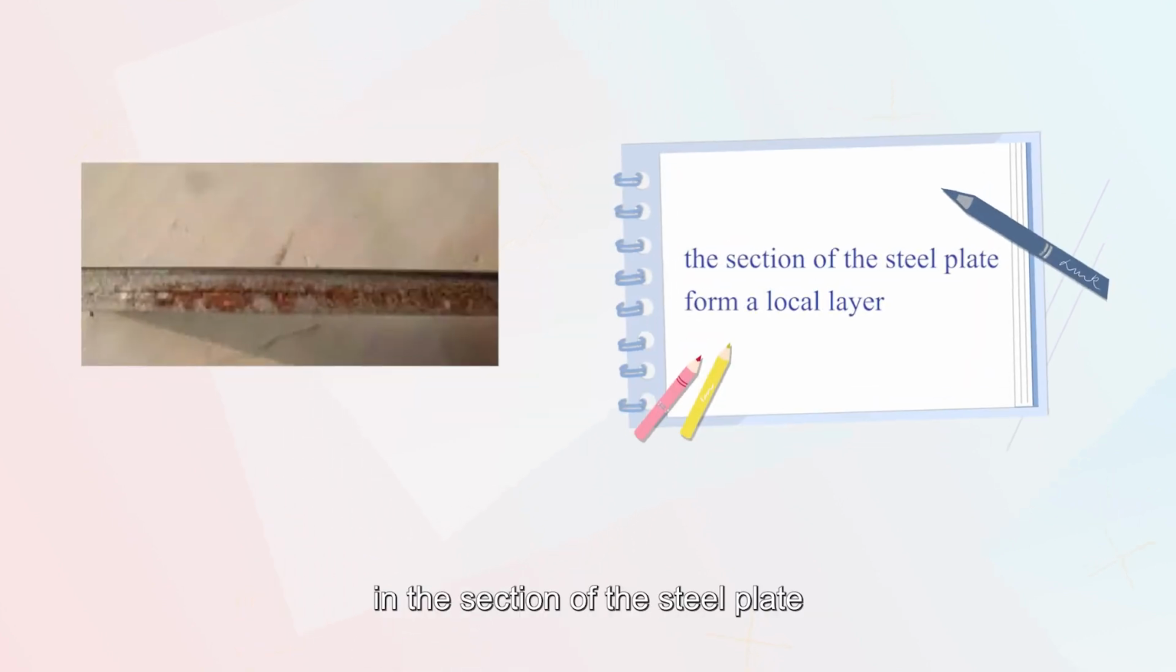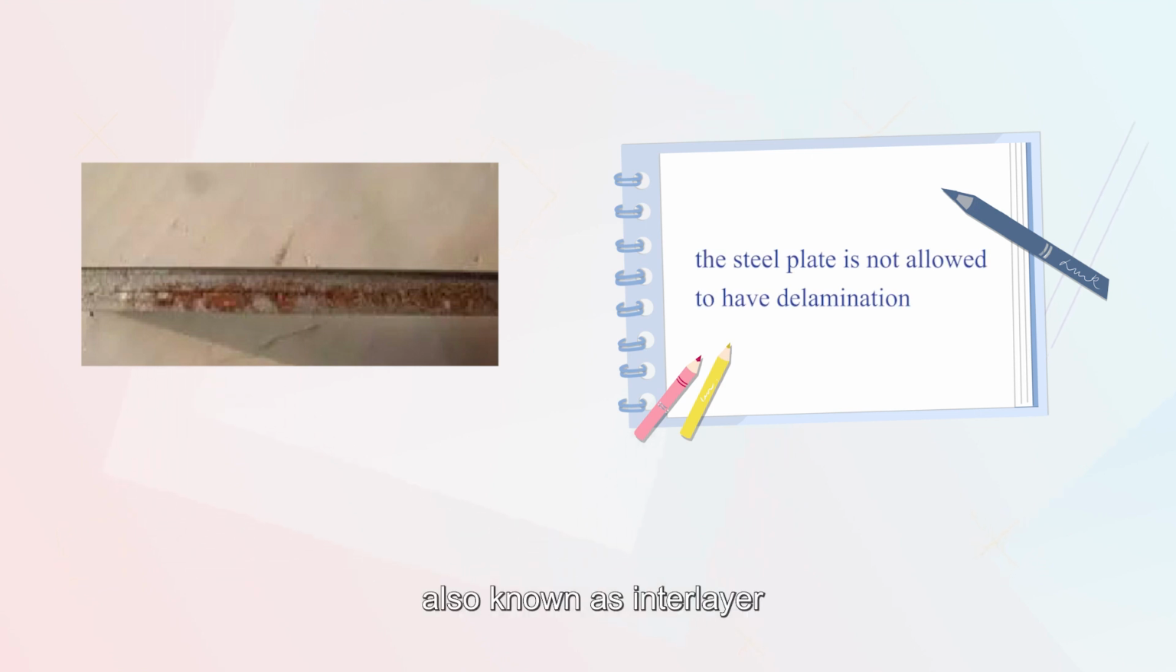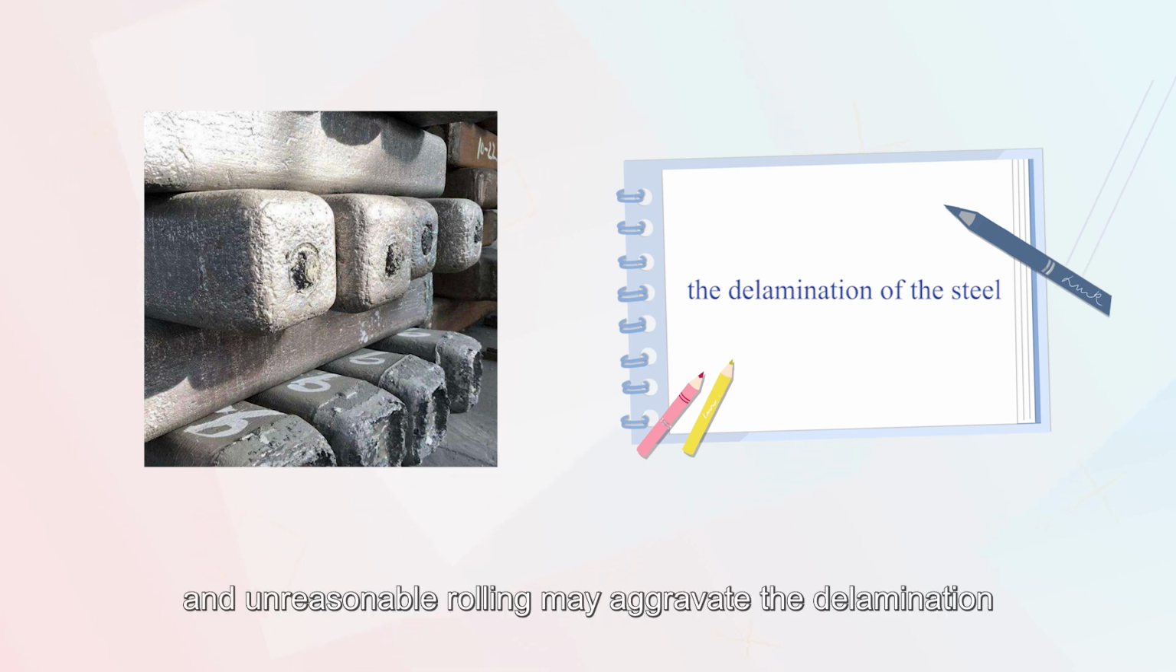Delamination is a local gap in the section of the steel plate, which separates a section of the steel plate into layers locally. It is a fatal defect in the steel, and the steel plate is not allowed to have delamination. Delamination, also known as interlayer, is an internal defect in steel. Air bubbles in the ingot, large non-metallic inclusions, and residual shrinkage cavities that are not completely removed, or folds, may all cause delamination of the steel, and unreasonable rolling may aggravate the delamination.